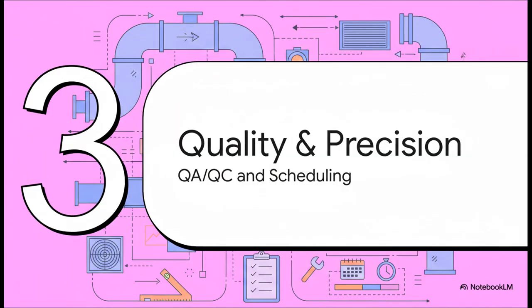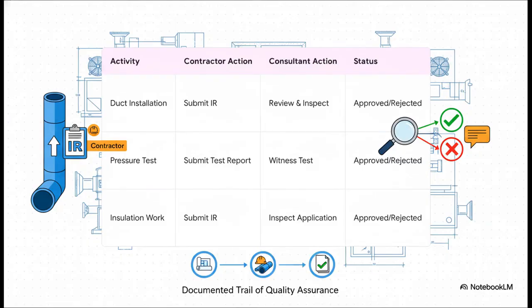With the physical system starting to take shape, our focus now shifts over to verification and management. We have to ensure that what we've built is not only correct according to the drawing, but that we're also staying on schedule. And this whole thing is managed through a pretty formal process. For each major activity, the contractor submits an inspection request, an IR. The consultant then comes out, inspects the work on site, and either approves it or rejects it with comments. This creates a documented paper trail of quality assurance for the entire project, which is so important.